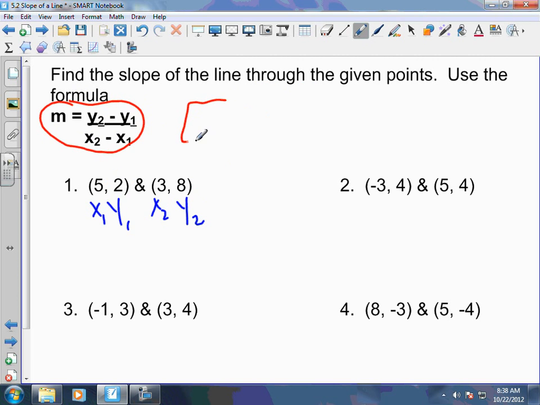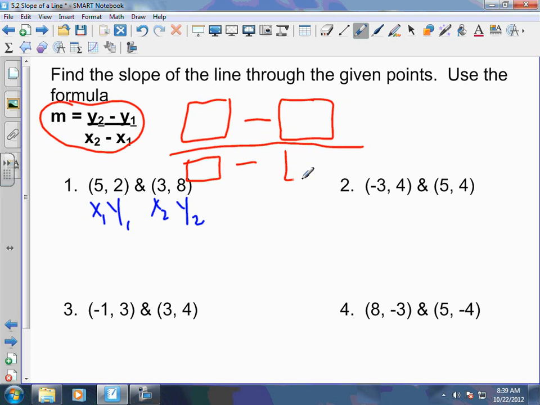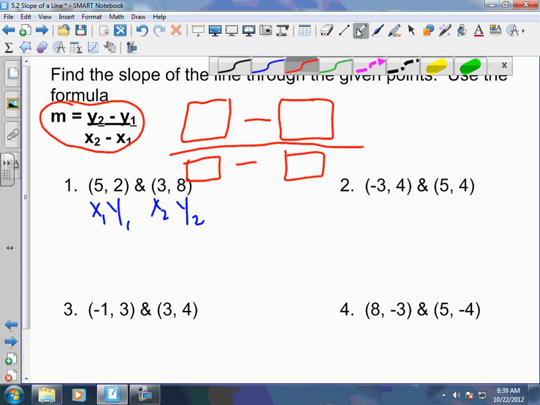Okay, so I'm going to tell you to make boxes. Over minus. The reason I want you to make the boxes is because if your second number over here becomes negative, you tend to forget the middle negative. So always make boxes like this.